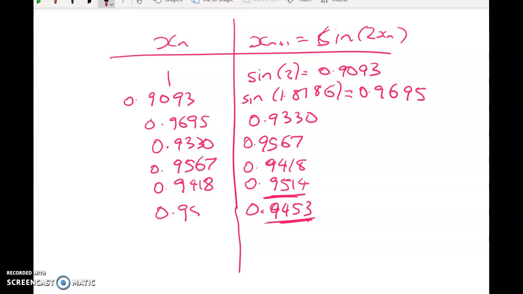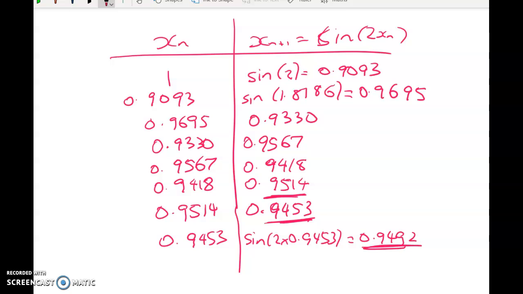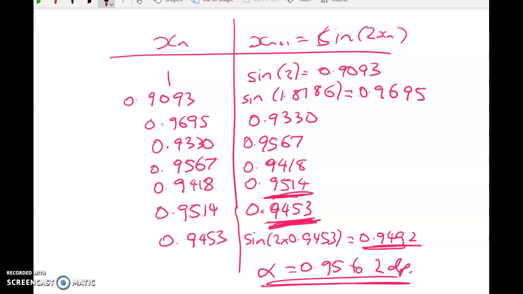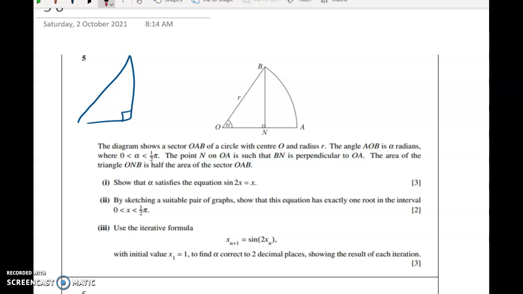So you probably could stop here, but I just would like to do one more. So I'm going to go 0.9453. And if I put in sine of 2 times 0.9453, we get out 0.9492. So we've now got, starting to get finished, and we can say that alpha is equal to 0.95 to 2dp. Okay, so that's that part done. Right, and that's the whole of question 5 finished off.